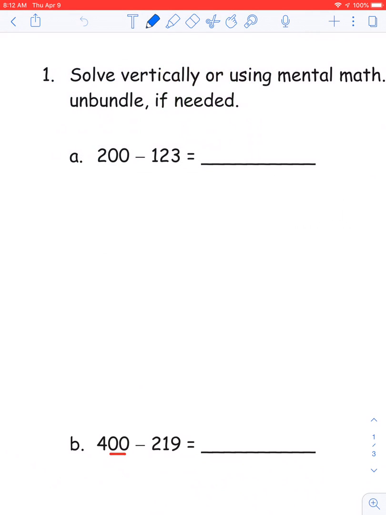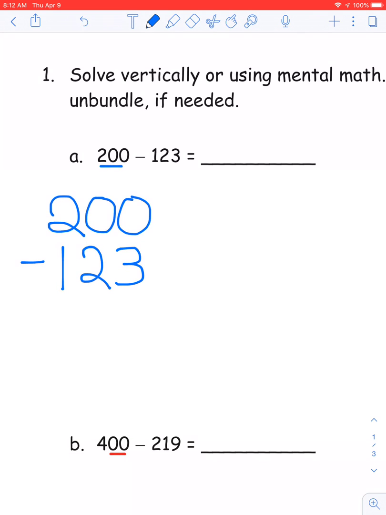Okay, so if you notice, all of the numbers are ending in zeros, and we seem to panic when we know we have to subtract from zeros, but I think this is going to be a little bit easier for you. So let's write our number down. Remember, the bigger number always goes on top. Okay, so let's first do it the way that we've been doing it in class.